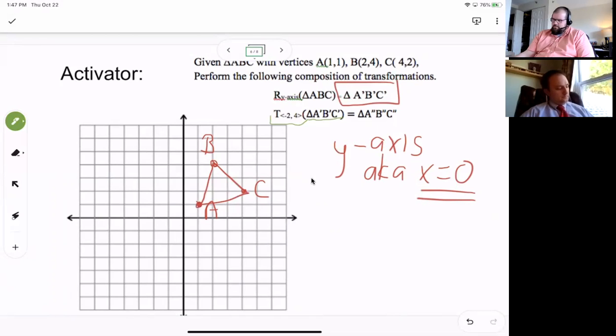Oh, I shouldn't have circled that in red. What color are you going to do it in? I don't know, green, I guess, because that's what I have open.